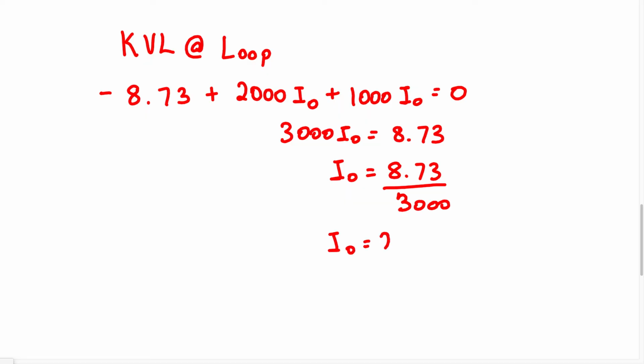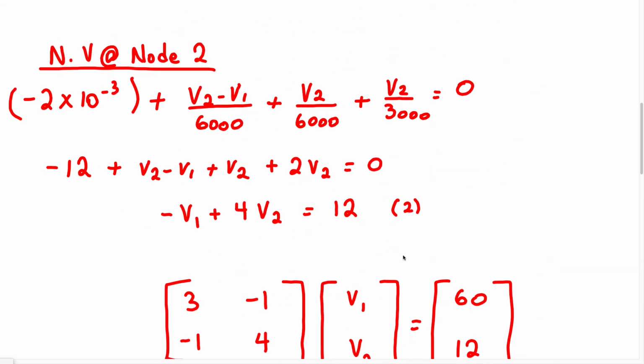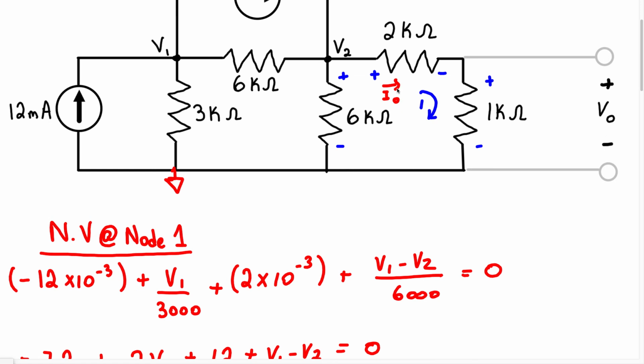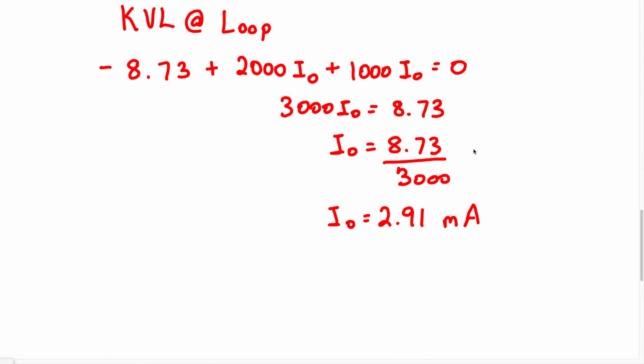IO equals 2.91 milliamps. So we know the current IO is going to be 2.91 milliamps, right? So we know this current IO is 2.91 milliamps. Now to find the voltage, VO, which is the voltage across this 1K resistor, because we know the current flowing through this resistor and we know the value of this resistor, we can therefore just use Ohm's law. So we can say VO equals IO multiplied by the resistance.